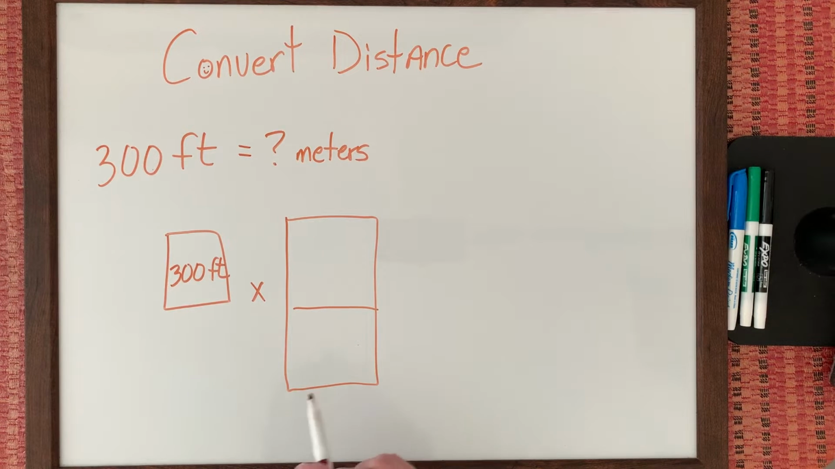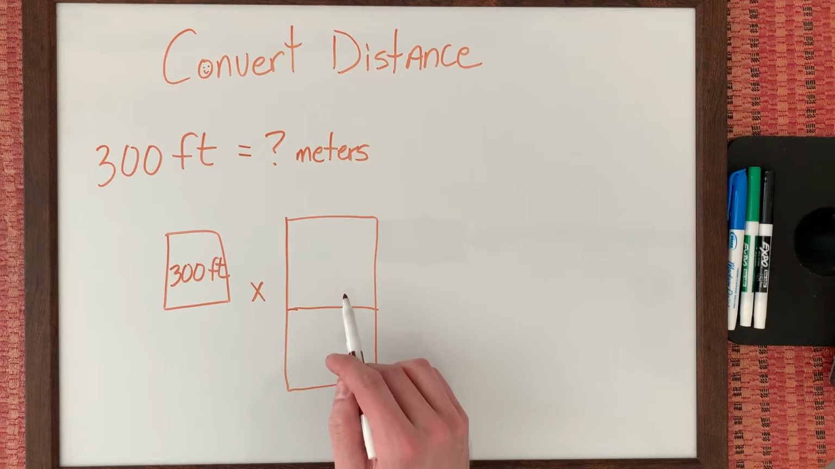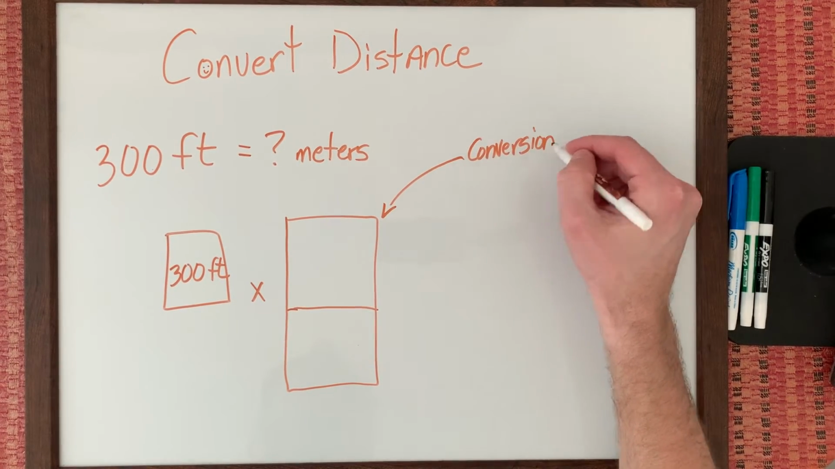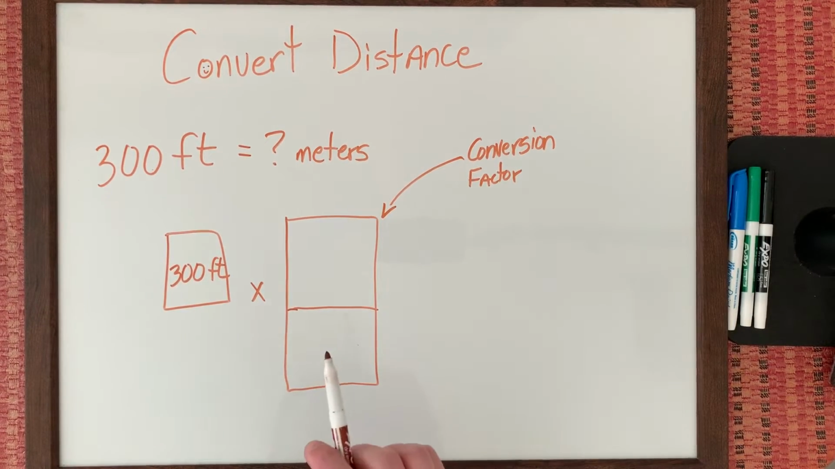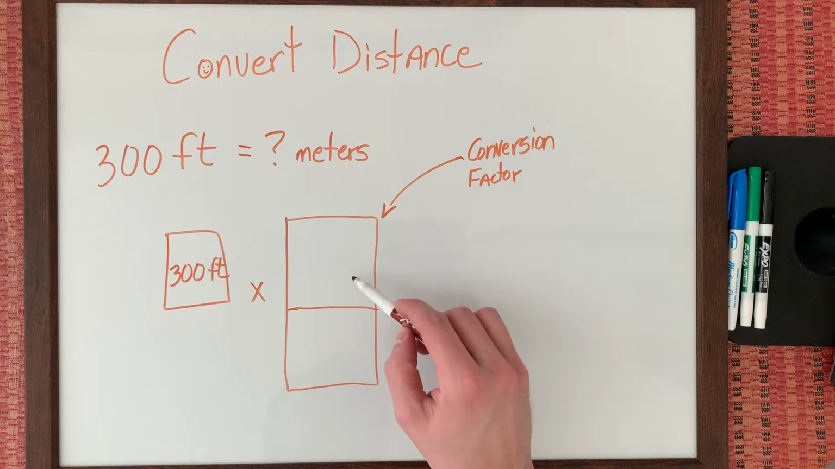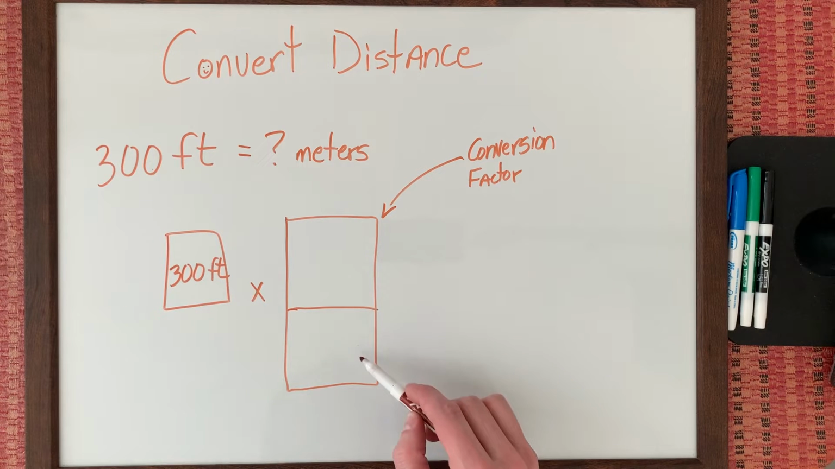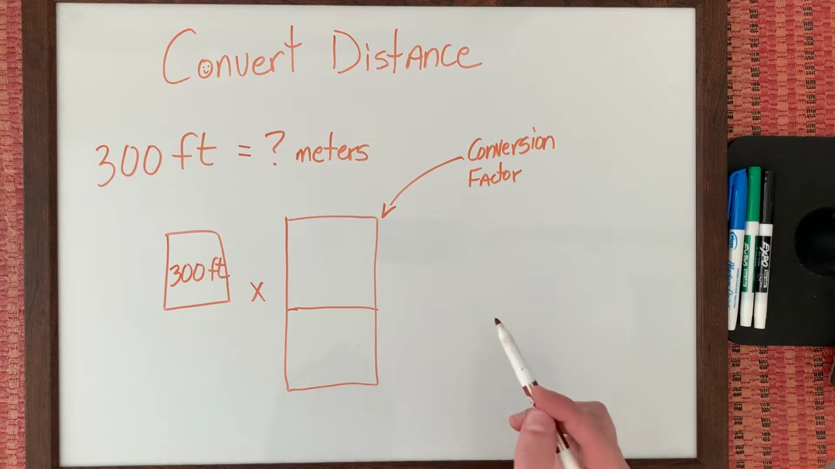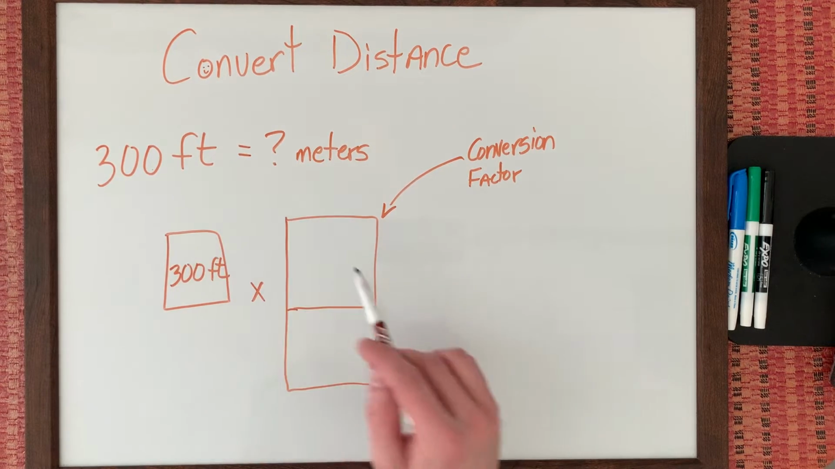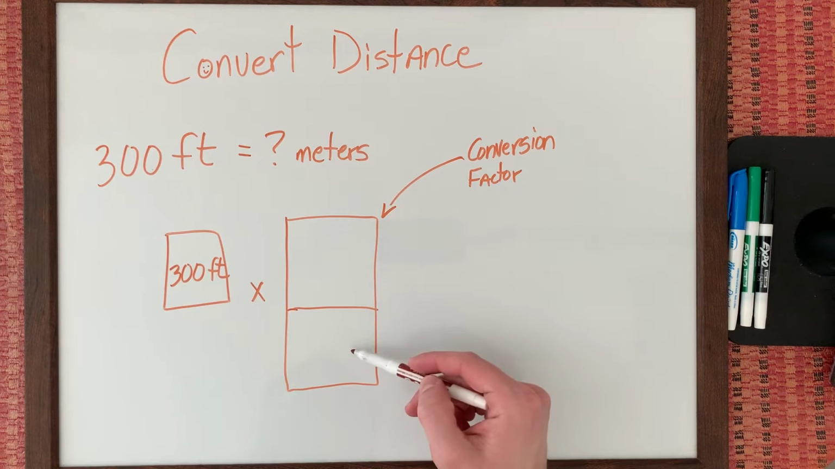So the next step is to fill out this set of boxes, and this is called a conversion factor. I'm actually going to write that on here. A conversion factor simply means a fraction that equates two different units together equally. I'll explain that after we fill this out. What are the two units that we're trying to convert between? Feet and meters. So those are the two units that are going to go in these boxes.